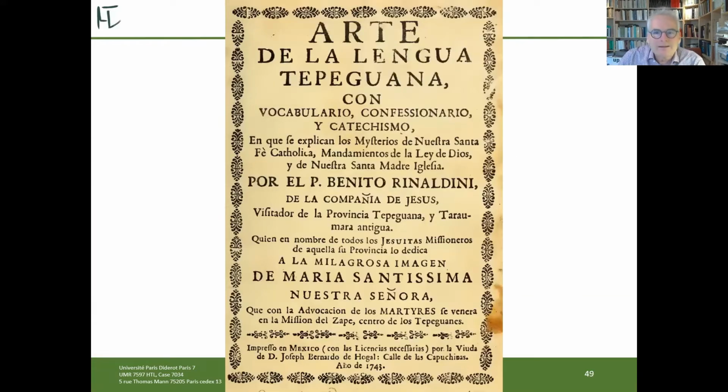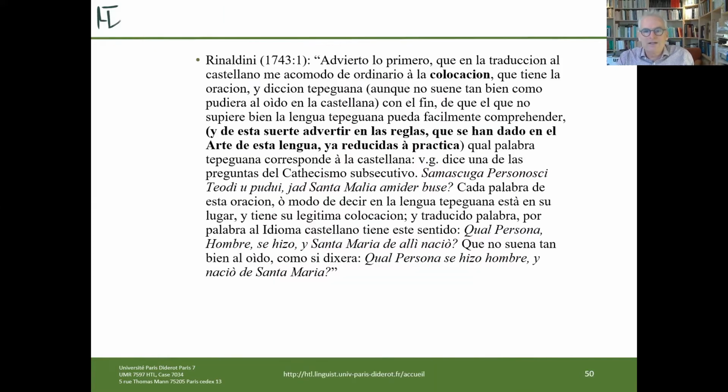Arte de lengua tepehuana, again with a title which is much more than also a dictionary, a confessionary, and here is the last example from Mesoamerica. This is a language from the Uto-Aztecan linguistic family from the Northwest, and there are five or six important grammars, all written by Jesuits, in this case Rinaldini. And then you have again y de esta suerte advertir en las reglas que se han dado en el arte de esta lengua y de reducidas a práctica. So here you find again much information about the practical part.